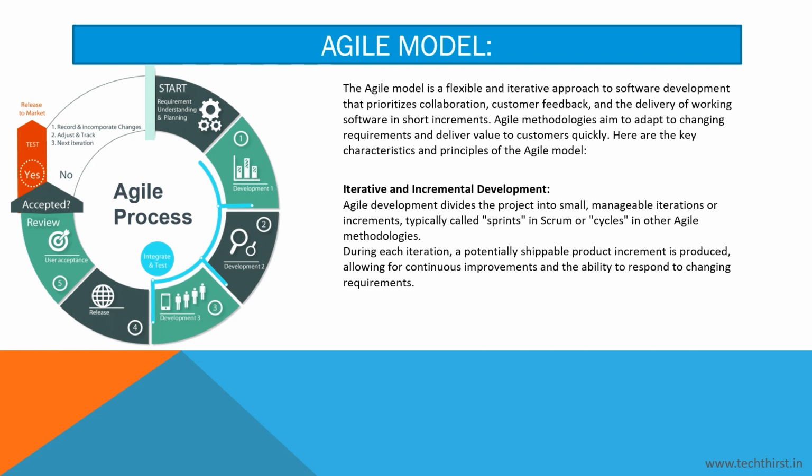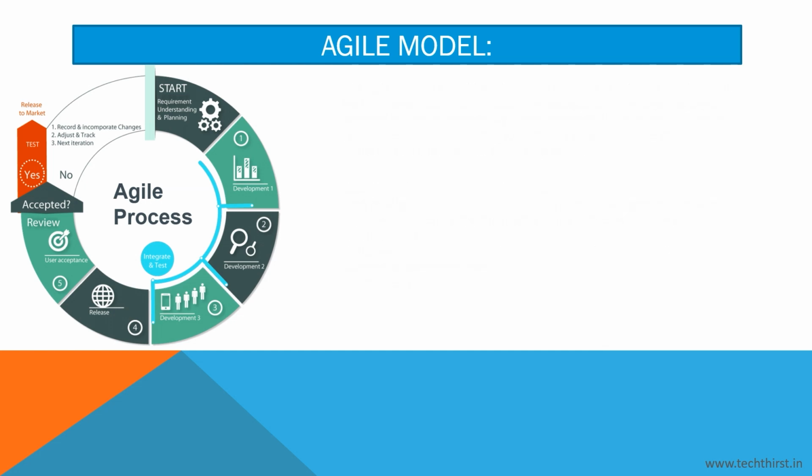Iterative and incremental development. Agile development divides the project into small, manageable iterations or increments, typically called sprints in Scrum or cycles in other Agile methodologies. During each iteration, a potentially shippable product increment is produced, allowing for continuous improvements and the ability to respond to changing requirements. This model is customer-centric. Cross-functional teams participate in the process. Due to adaptive planning, project plans and priorities are adjusted based on feedback and changing circumstances.